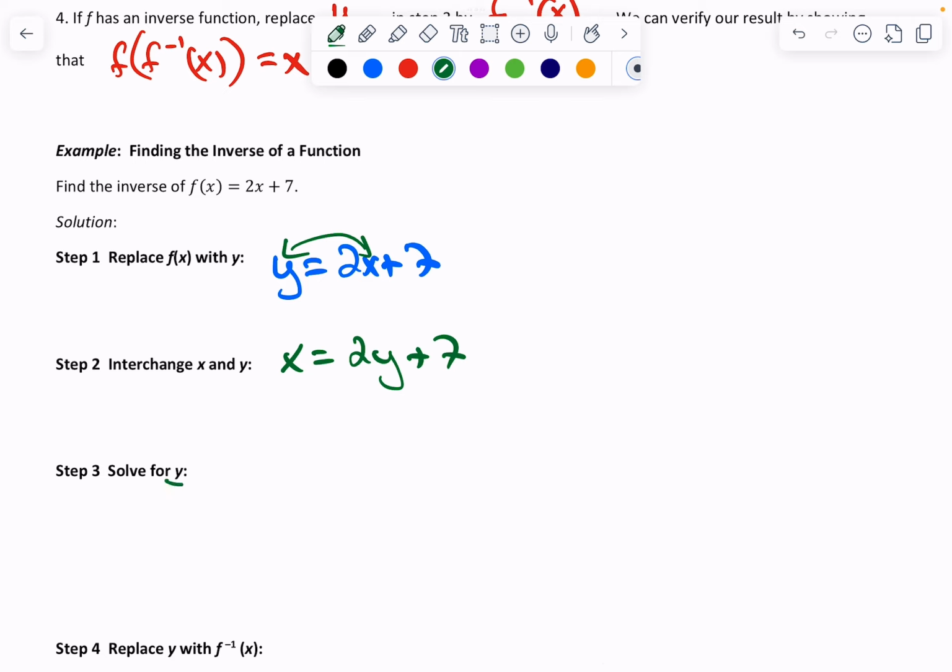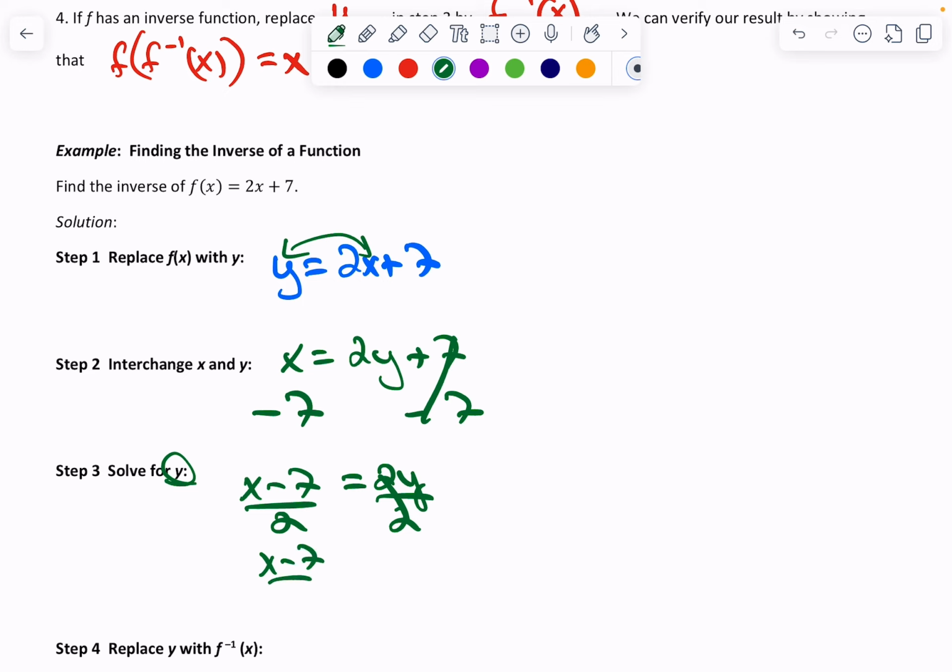Next, we are solving for y. So we're going to go ahead and isolate. So we're subtracting 7 from both sides. We get x minus 7 equals 2y, and then we divide by 2. So we get x minus 7 over 2 equals y.